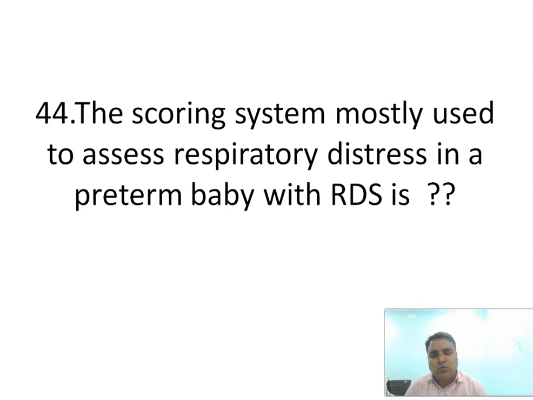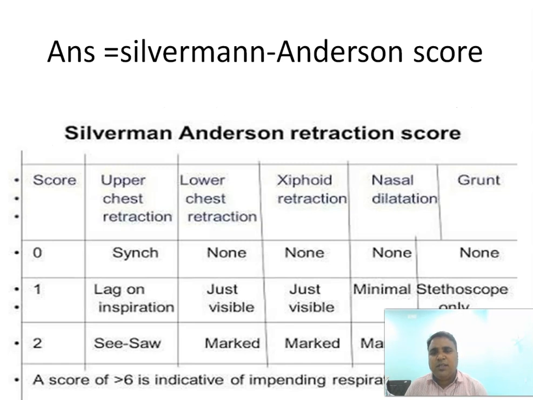Next, the scoring system mostly used to assess respiratory distress in a preterm baby with respiratory distress syndrome. There are two scoring systems. The commonly used one is Silverman-Anderson scoring. The points are upper chest retraction, lower chest retraction, xiphoid retraction, nasal flaring, and grunt. These are the 5 criteria, and each is scored 0, 1, or 2. After calculating, if the score is more than 6, it indicates impending respiratory failure.